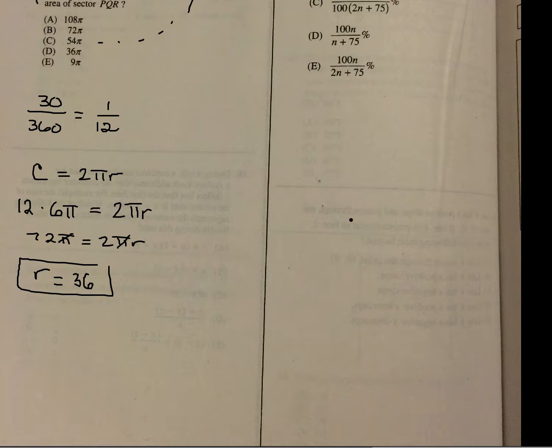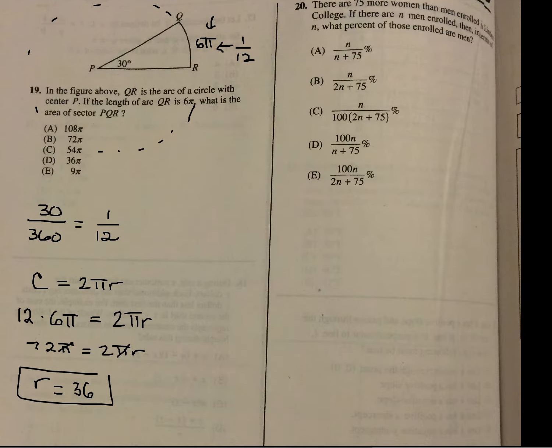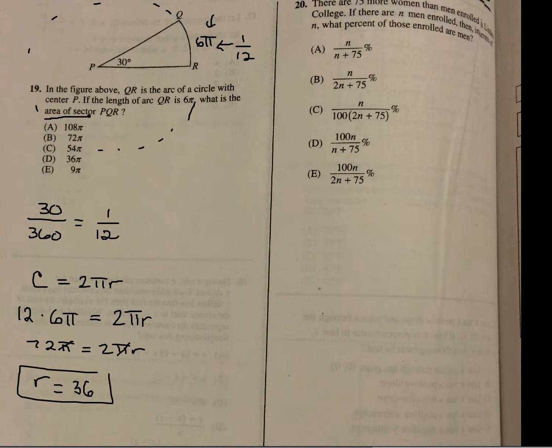They want the area of the sector. So we want to find the whole area of the entire circle, and then we divide it by 12 because this is 1/12 of the entire circle. So the area of the circle is pi r squared.